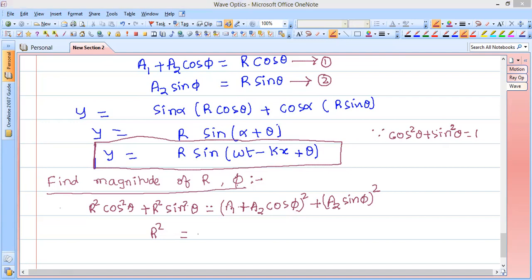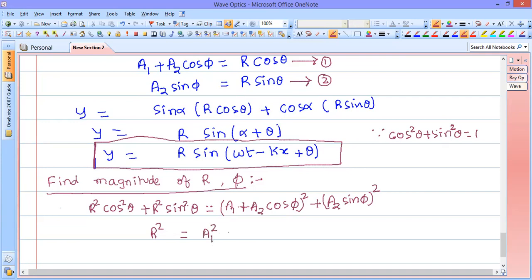Expand this one. We'll get A1 square plus A2 square plus 2A1 A2 cos phi. Very good.